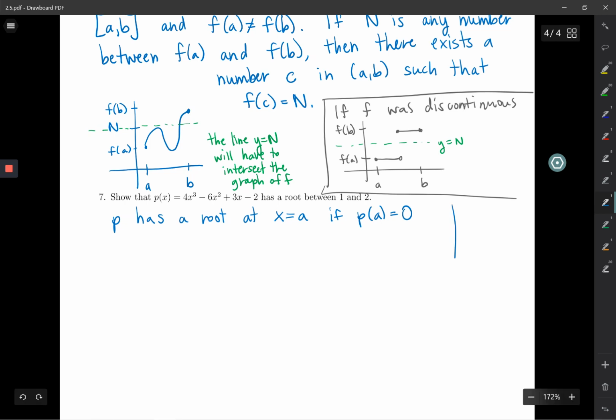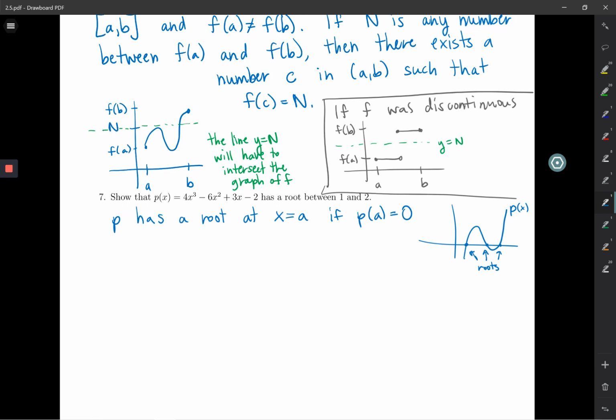So say our function looks like this, then each of these points where it passes through the x-axis, these are all roots. Okay, so that's what we're looking for. And we want to show that it has a root between 1 and 2.